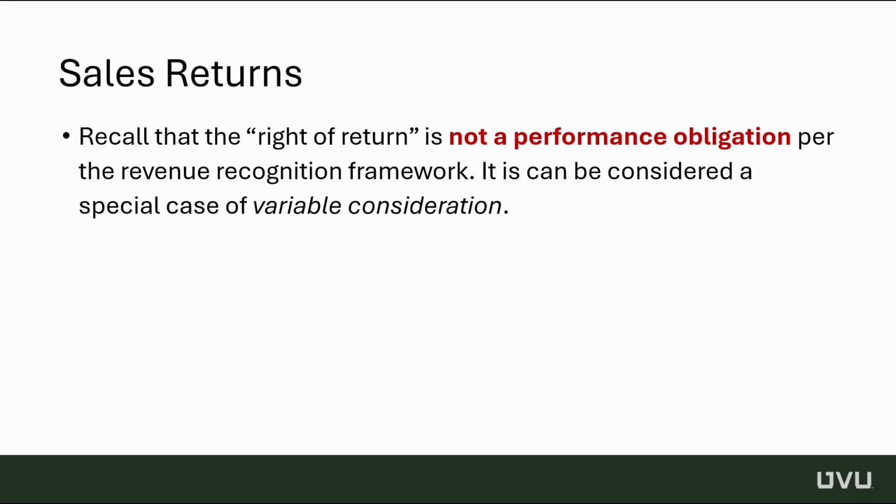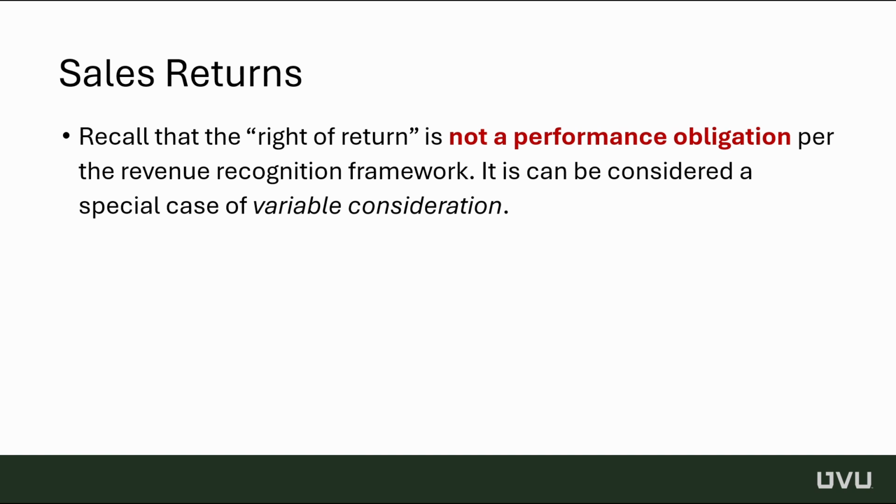Now let's talk about sales returns. Under the revenue recognition framework, when customers have a right of return, this is not treated as a separate performance obligation. It's better thought of as a special case of variable consideration. And this can be an important adjustment to your top-line revenue. It's important that companies don't just recognize revenue at point of sale and then ignore the possibility that the customer will send the stuff back.